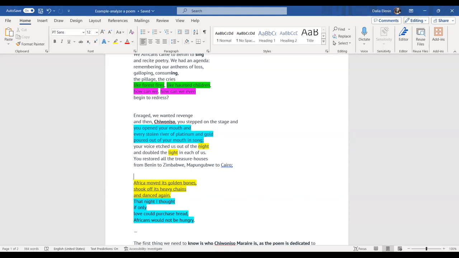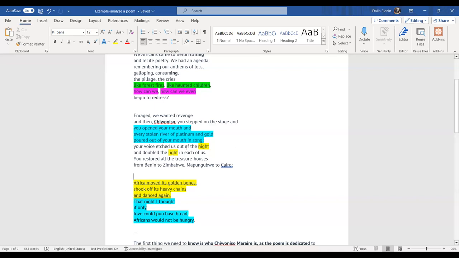All right. What can you tell me about this stanza? I feel like the stanza is equivalent to a paragraph in regular English. The stanza is talking about how the singer, when she stepped on the stage to perform, to sing, her singing is so powerful that it is releasing every stolen river of platinum and gold through her song. Her music has the ability to restore what has been taken away from Africa. Excellent, excellent.